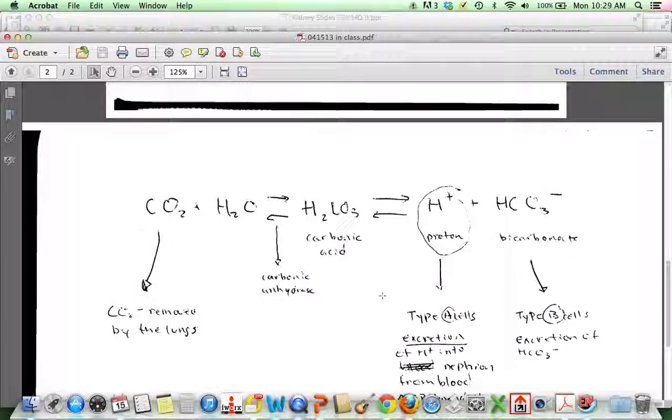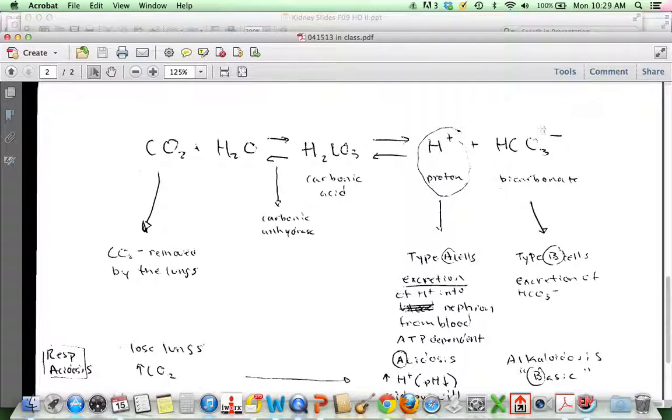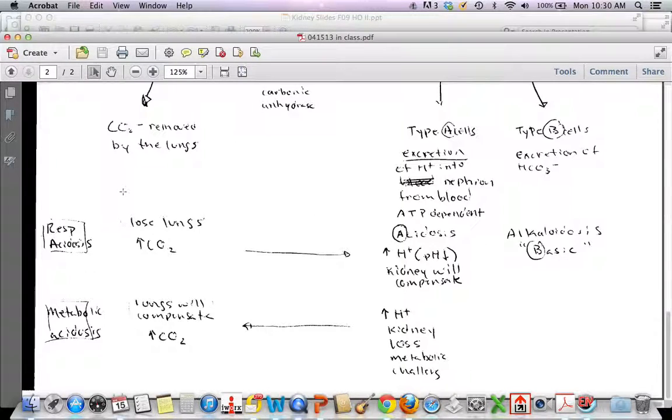So scooting back up to this here, if you have more protons, because your kidneys aren't able to pee them off, if you will, then it's going to push the equation in this direction, and you're going to have more CO2 produced, and that's going to be breathed off. So that helps to cover the points that we have in this slide, and what we talked about in Monday.